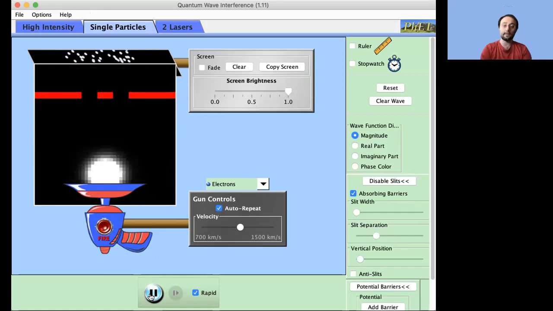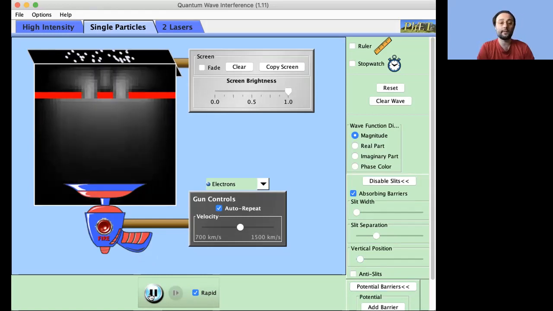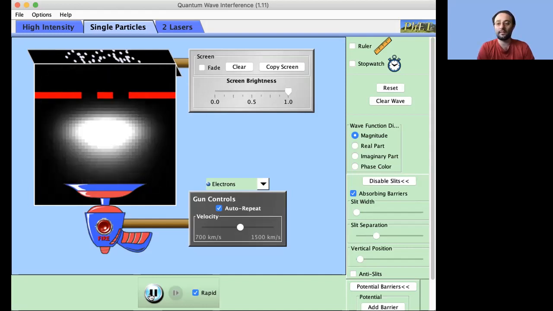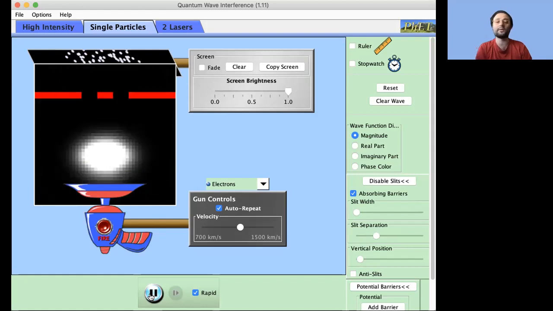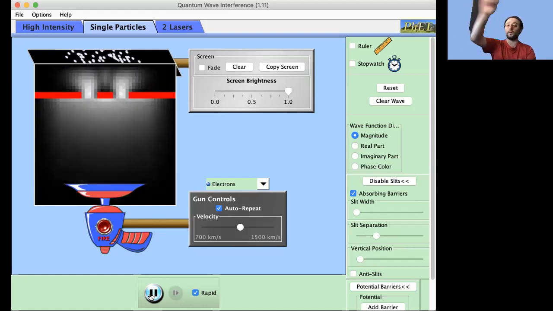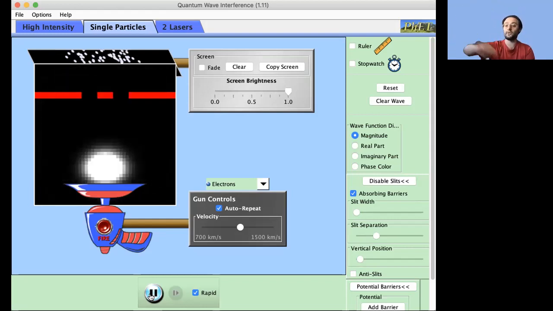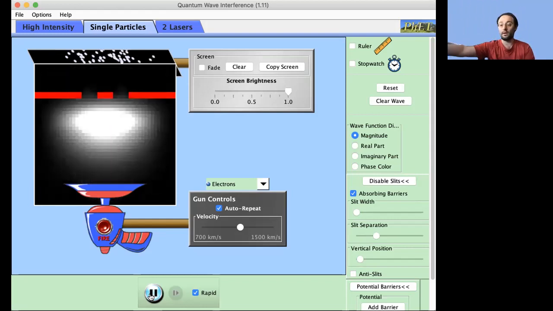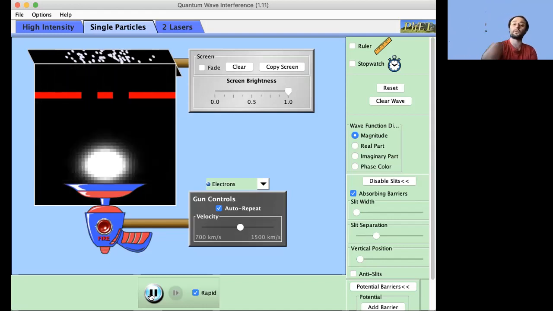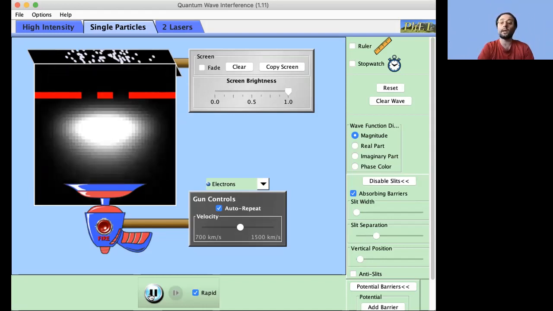So again, let me summarize this yet once again. The quantum picture of predicting a particle's future is very different from the classical picture. In the classical picture, we think of trajectories. Particles follow trajectories. Baseballs follow trajectories. Cars follow trajectories. Planets follow trajectories. In the quantum picture, we don't talk about trajectories.